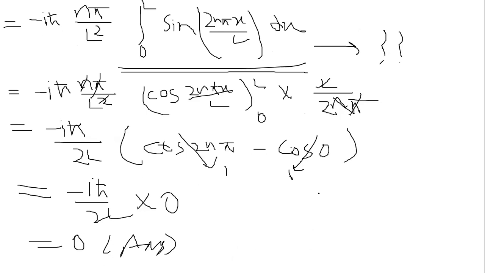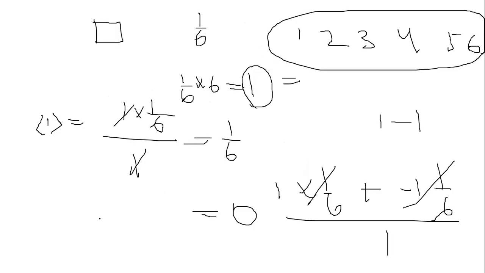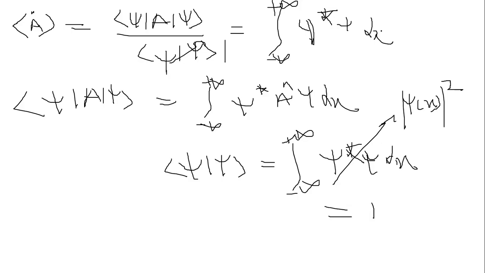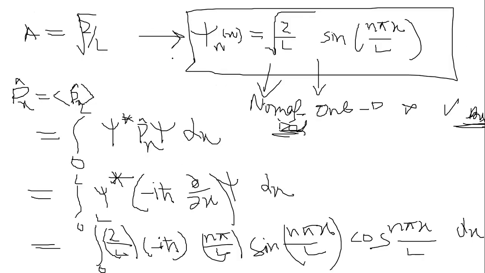Due to this normalized wave function, the integration of psi star psi dx will be 1. So this value will be 1, and we will only be integrating from minus infinity to plus infinity of psi star A psi dx. In this case, we first normalize the wave function and then calculate the average value or expectation value. In this way we can calculate the average value of any quantity.